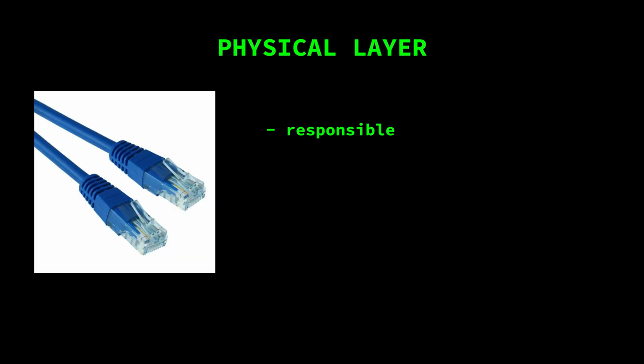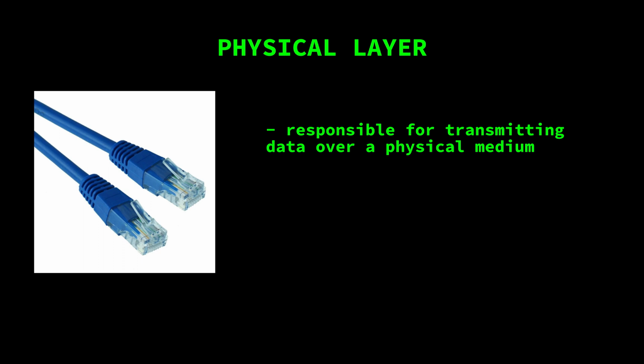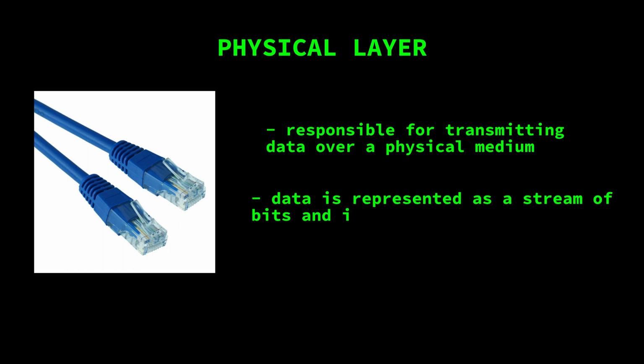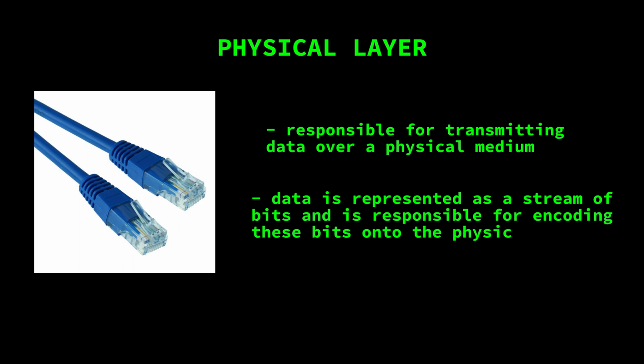The physical layer is the first layer of the model, and it's responsible for transmitting data over a physical medium, such as cables or wireless signals. At this layer, data is represented as a stream of bits, and the physical layer is responsible for encoding these bits onto the physical medium. Different technologies are used at this layer, depending on the type of medium used.